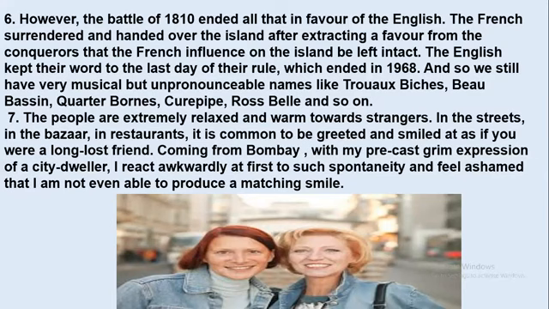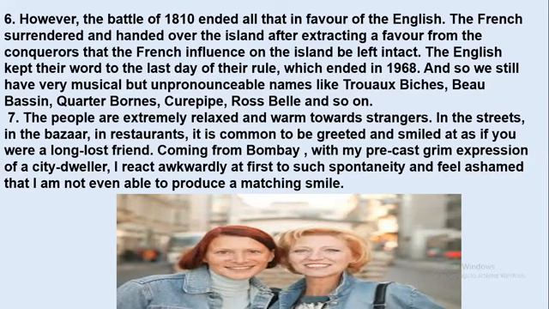They kept their word till the last day of the rule of the English, which ended in 1968. And that is why we still find the musical and unpronounceable names in Mauritius, which belong to French descent, like Trox, Pitches, View, Pessin, Quarter Bornes, Purified, Ross Belay, and so on, which we are unable to pronounce also. These are the French names, the French influence, which are left intact.